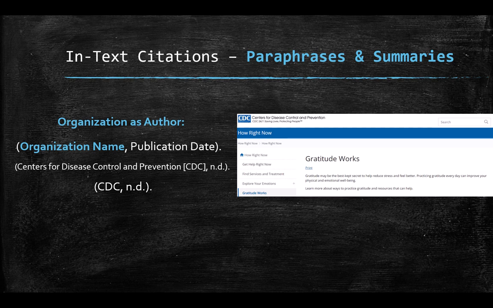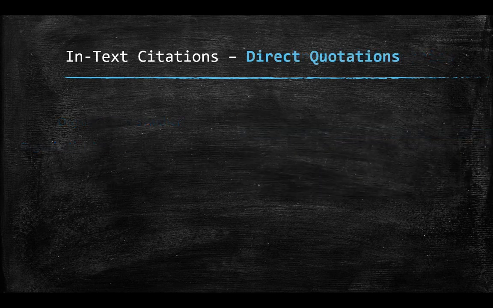With a source like this, it can be hard to tell whether it is a source with no author or a source with an organization as the author. It's best to check with your professors to see which format they prefer. Finally, it's important to understand how to create in-text citations for direct quotations. Direct quotations require extra information for your reader. You need to include either the page number or the paragraph number where the information is found.